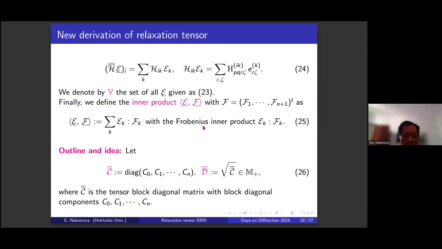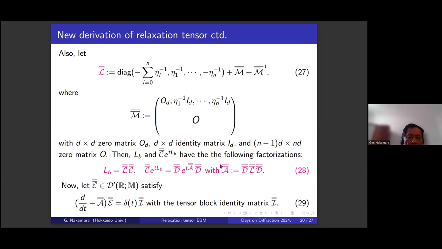Now with this notation, I can explain the outline and the idea. First, we introduced the C. This is a tensor block diagonal matrix with block diagonal components C0 to Cn. And D is the square root of this C. Please notice that each of C0 to Cn, we assume these are positive, so we can take the square root of this C. Then we also introduced another tensor block matrix, which has a little bit complicated form. First, it has the diagonal part and also the other part, where the other part consists of M and its transpose. The M is given in this way.